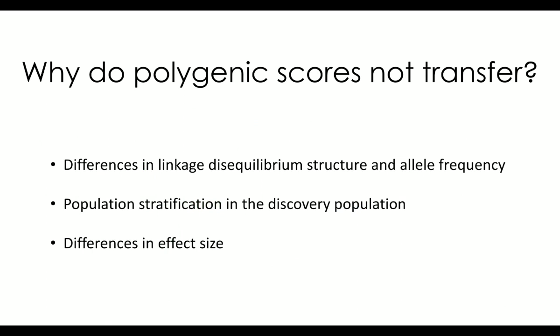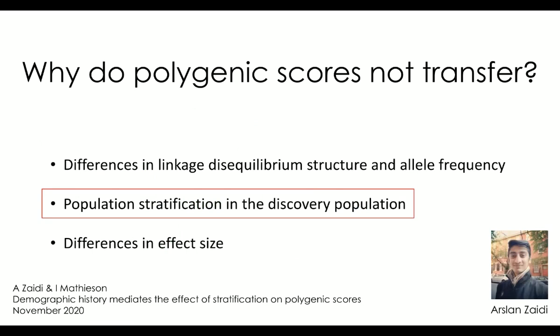What's driving these limitations? Now, one reason is, of course, differences in LD structure and allele frequency across populations. This has been heavily discussed elsewhere. I'm actually not going to talk so much about this today, although it is certainly a major component of this issue. But what I'm going to talk about are two other issues which I think are also very important. The first is the question of population stratification in the discovery population. This is work by Arslan Zaidi, who's a postdoc in the lab.